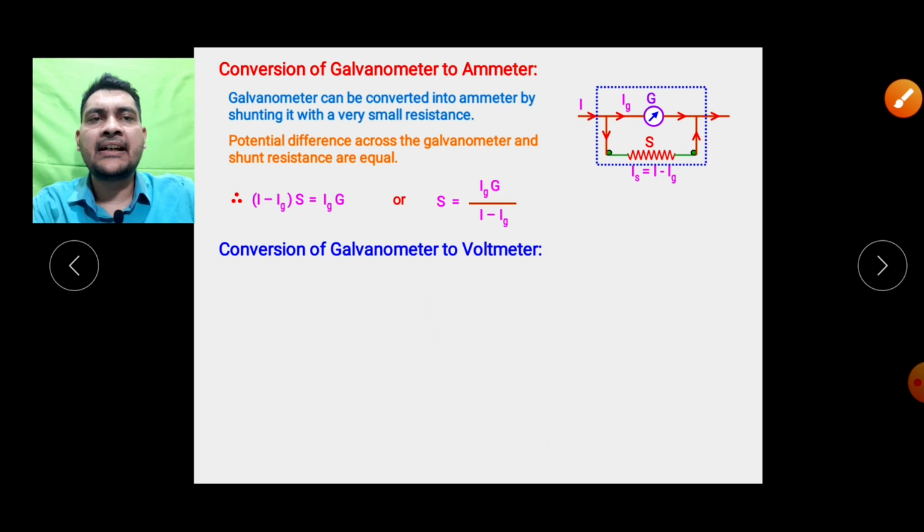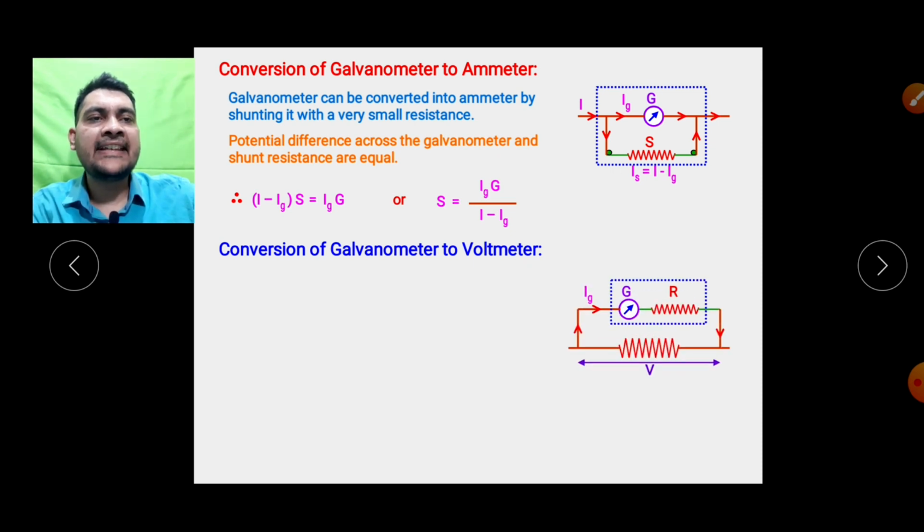Now let us see how you can convert a galvanometer into a voltmeter. Dear students, a voltmeter is a device which has very high resistance, and it is used to measure the potential difference between any two points in a circuit. Between any two points where you want to find the potential difference, you simply connect a voltmeter in parallel to those points. So a voltmeter is a device used to measure the potential difference, whereas a galvanometer is a device to check the presence of current. A galvanometer is a very low resistance device and a voltmeter is a very high resistance device.